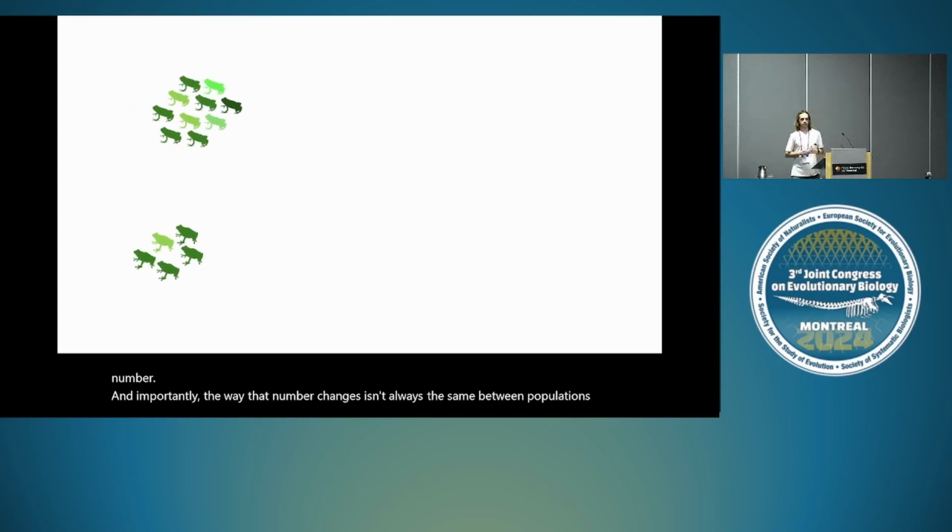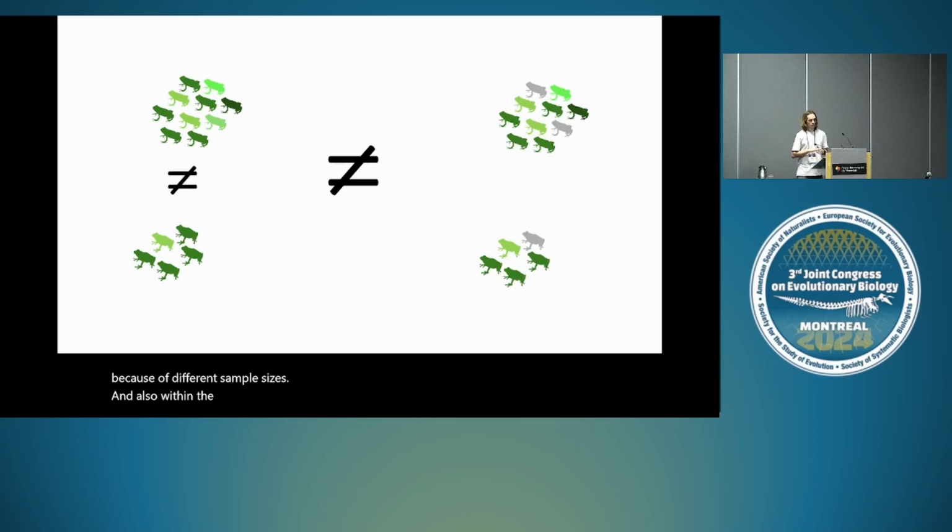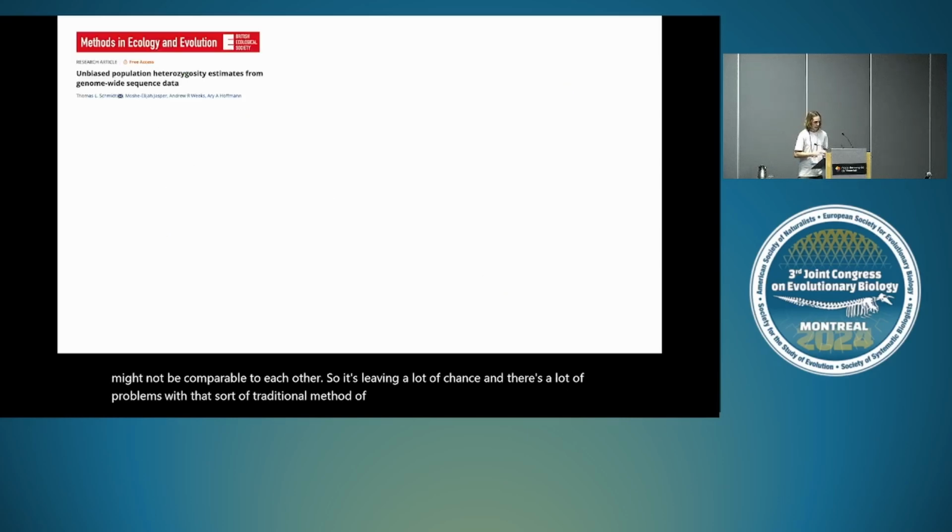And importantly, the way that number changes isn't always the same between populations. So what that means is that when we're comparing two different populations, those estimates might not be comparable to each other because of different sample sizes. And also within the same population, just depending on what we find, the result we get might not be comparable. So it's leaving a lot to chance, and there's a lot of problems with that sort of traditional method of calculating.